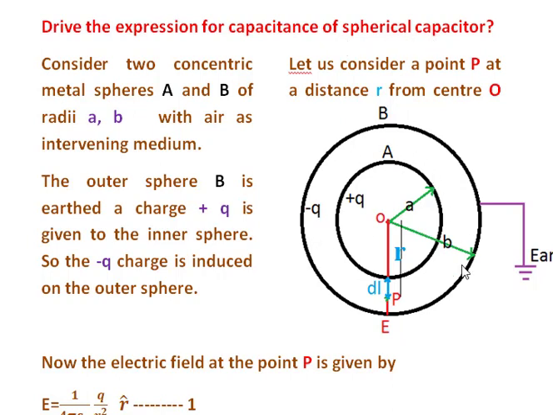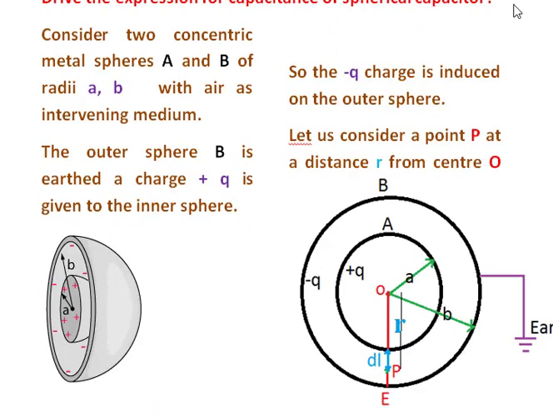See here, it is a spherical capacitor. It has two concentric metal spheres. It is the metal sphere A, and it is the outer metal sphere B. The inner metal sphere radius is a. The outer metal sphere radius is b.